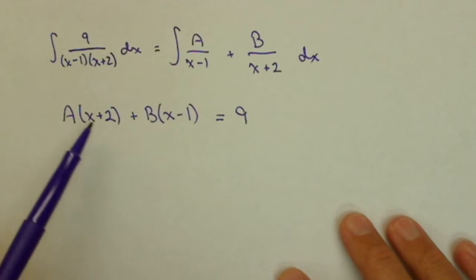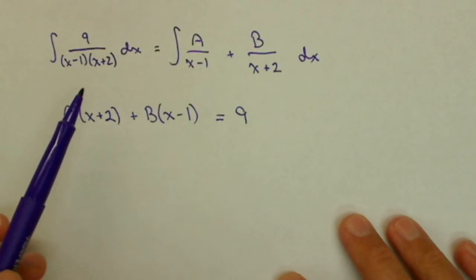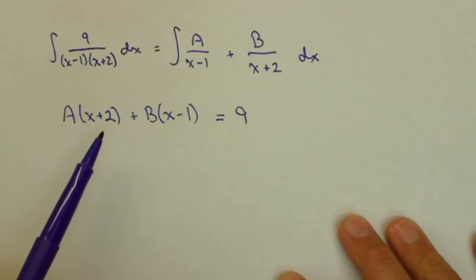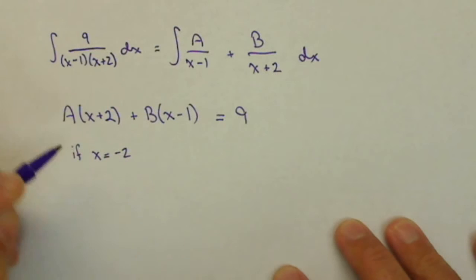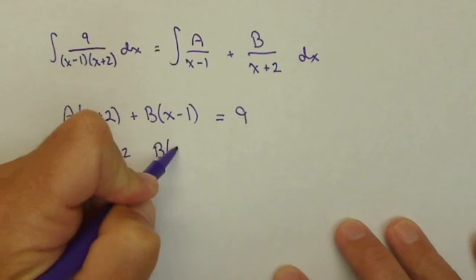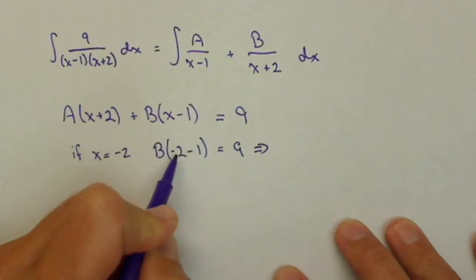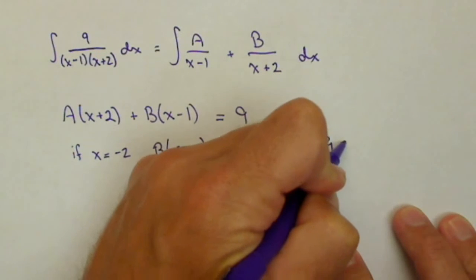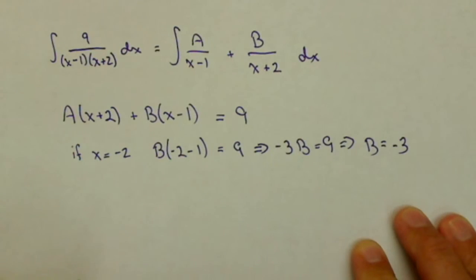Now, depending on how complex our system is, there's going to be different ways that we can solve this. This one's not bad. There's a nice quick way. What I'm going to do is zero out one of the terms. So, in other words, if x were to equal negative 2, this term would be gone, and I'd get B times negative 2 minus 1 equals 9. So that gives me minus 3B equals 9, or that B has to be negative 3.